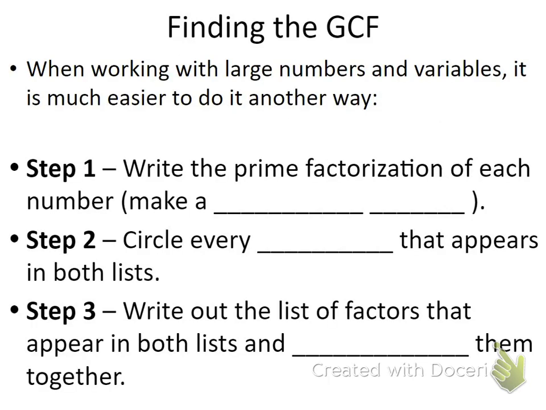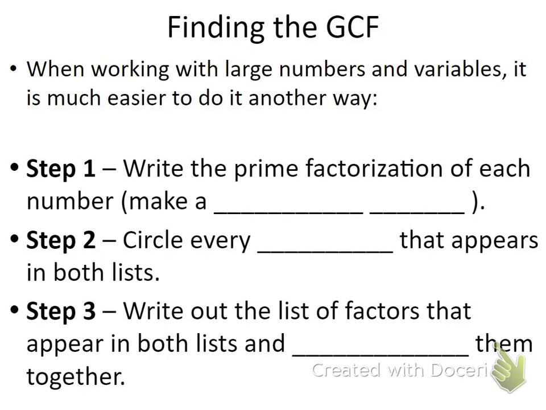Okay, so here are our steps. When working with large numbers, it's pretty easy to list all the factor pairs of like 6 or 8. But if I give you a number like 1,025, you don't want to sit there and list all the factor pairs of 1,025, do you? Because that would take forever. So when we're working with larger numbers, it's going to be easier to follow these 3 basic steps.